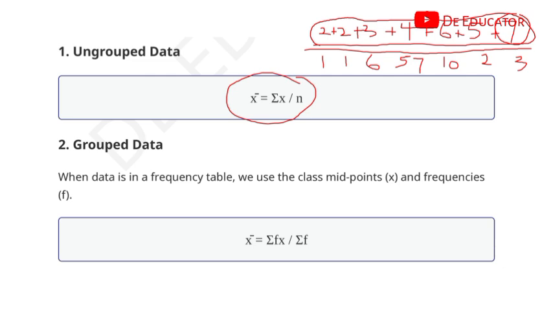So let me see, we have converted this to a frequency table. This is now a frequency table, right? So how do you now calculate it?